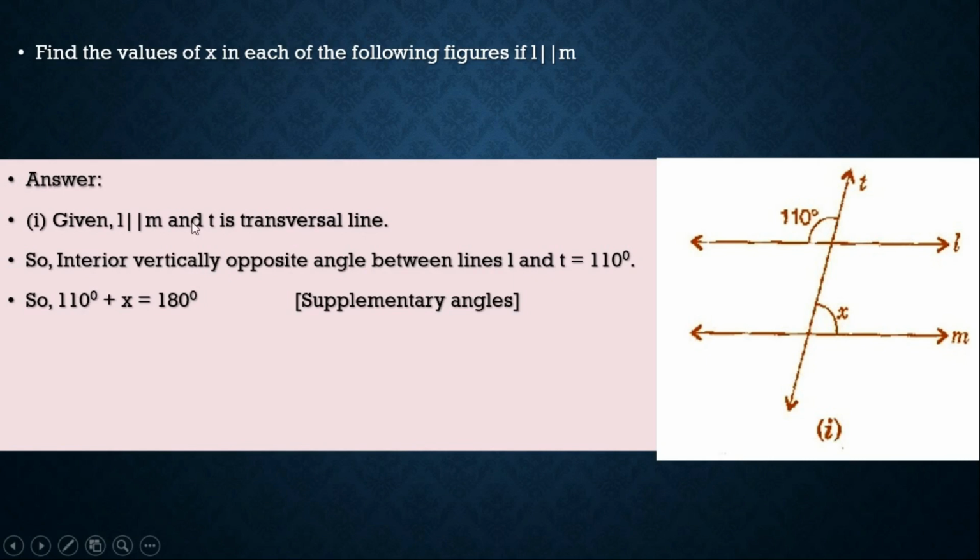Now we will take this 110 degree from the left hand side to the right hand side. So x equal to 180 degree minus 110 degree. So the difference is 70 degree. So what is the value of x? Yes, the value of x is 70 degree.